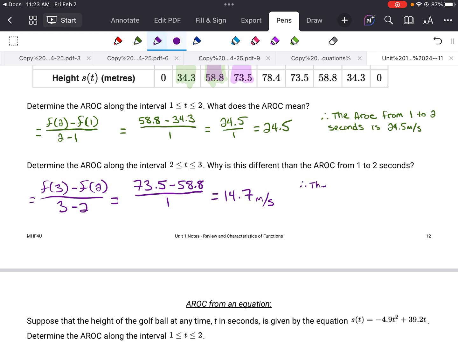So the ball is increasing at a slower rate than it was from 1 to 2 seconds. So it just slowed down. It's starting to get to the vertex and be on its way back down.